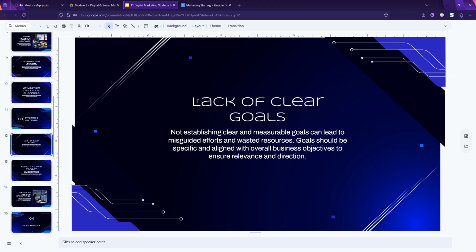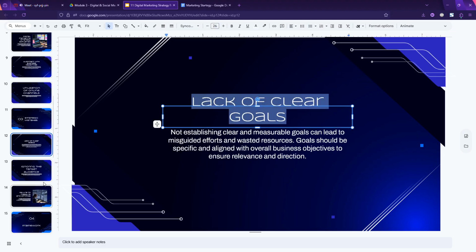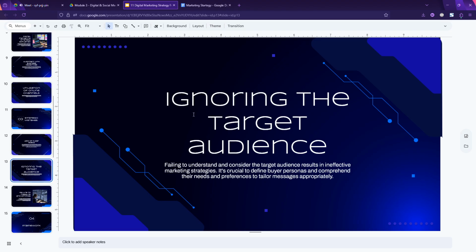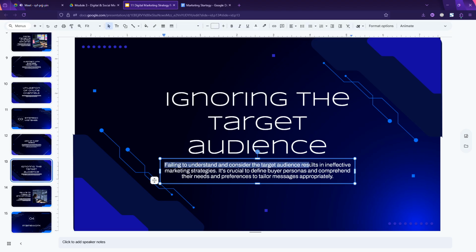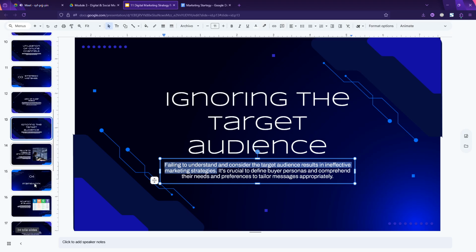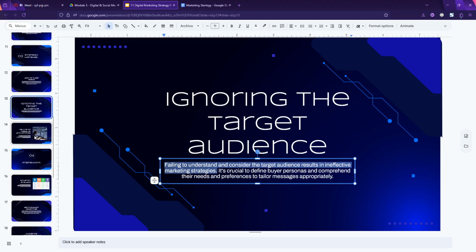So strategic mistake number one is lack of clear goals. Number two is ignoring the target audience. Failing to understand and consider the target audience results in ineffective marketing strategies. It's crucial to define buyer personas and comprehend their needs and preferences to tailor messages appropriately.